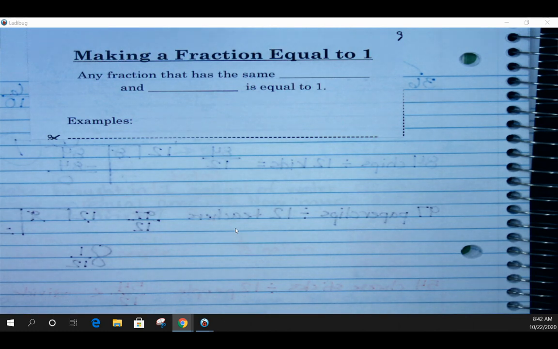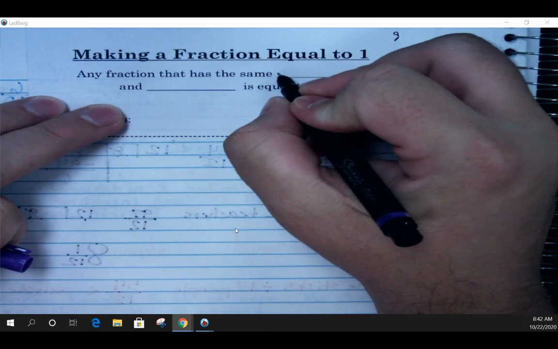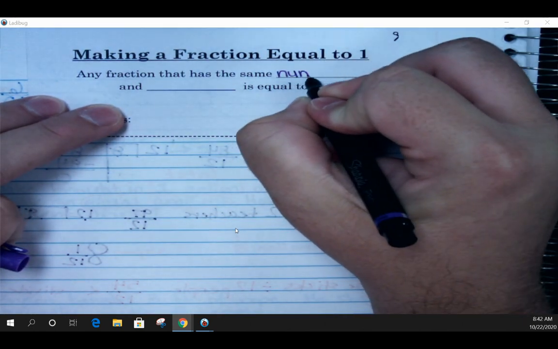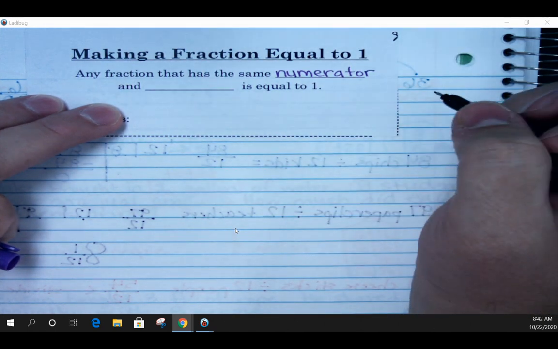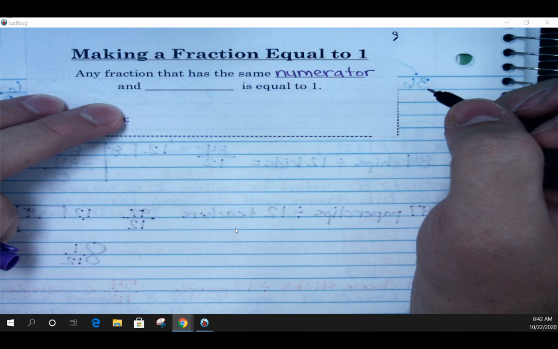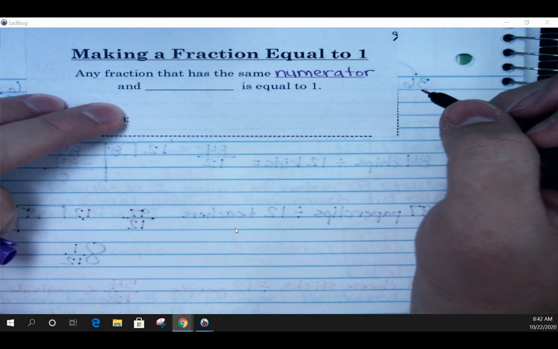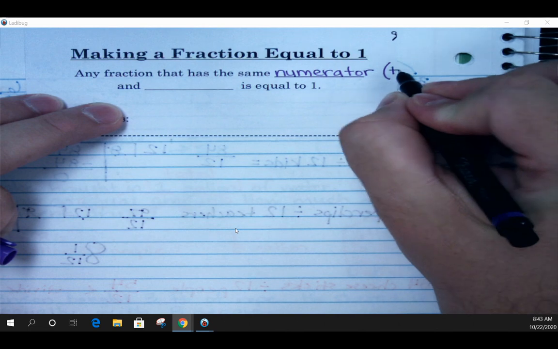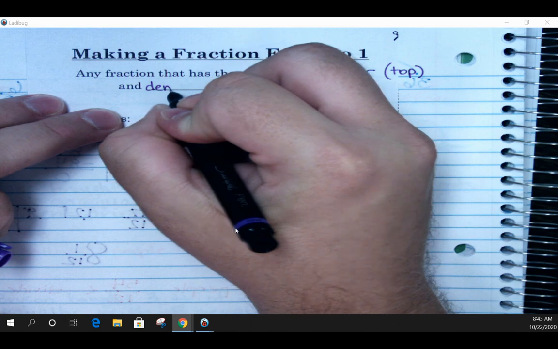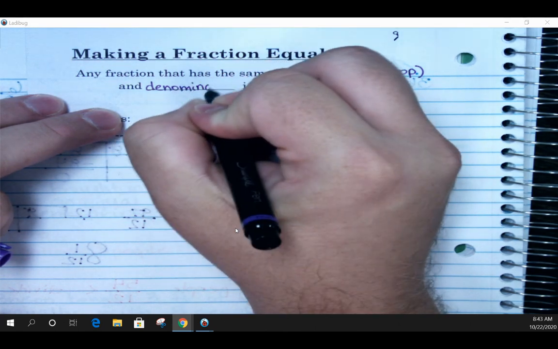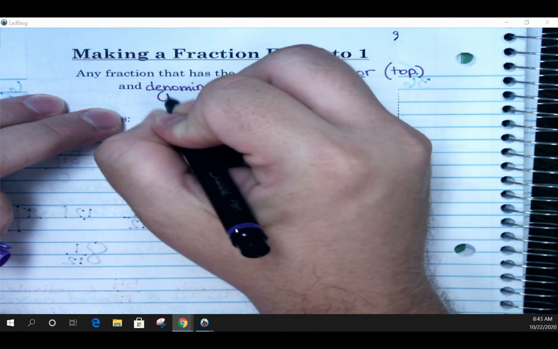Class. How do I make a fraction equal to 1, Bryson? You have to have the same numerator and the same denominator. Any fraction that has the same numerator, what's a numerator? What's the numerator, Jaden? The top number. And denominator is the bottom number.